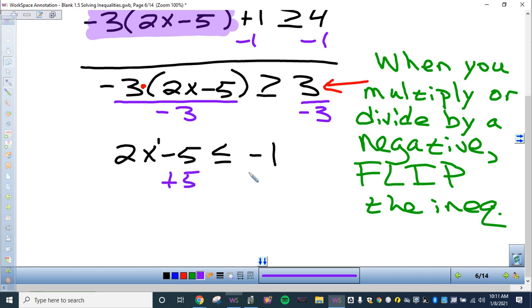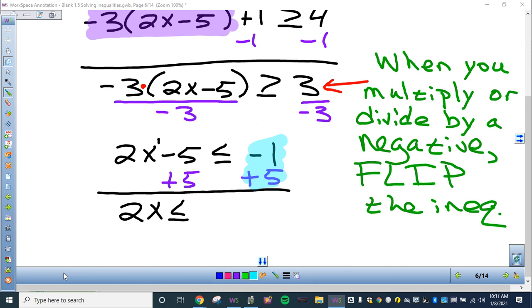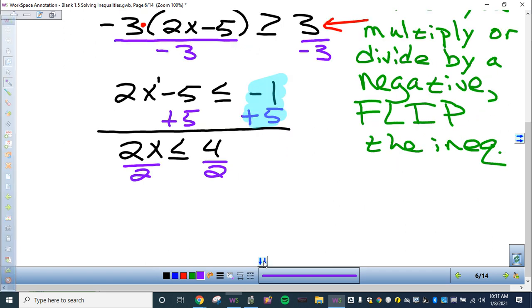We're isolating the variable by adding 5 to both sides. So we get 2x is less than or equal to. So again, as I was talking about yesterday, when I look at this part of the equation, I can think of it like -1 plus 5. I find it much easier to think of it as 5 minus 1. 5 minus 1 is 4. So 2x is less than or equal to positive 4. Divide by 2 for my last step. And we get x is less than or equal to 2.